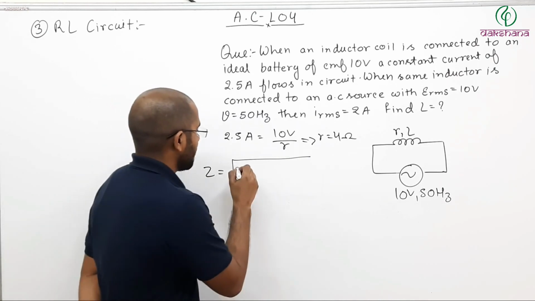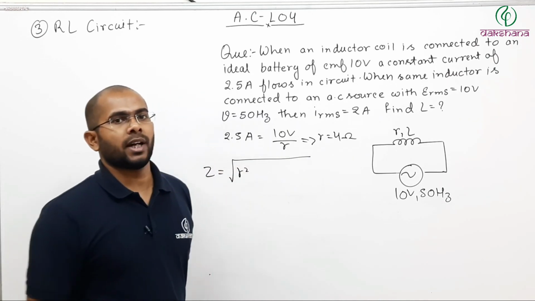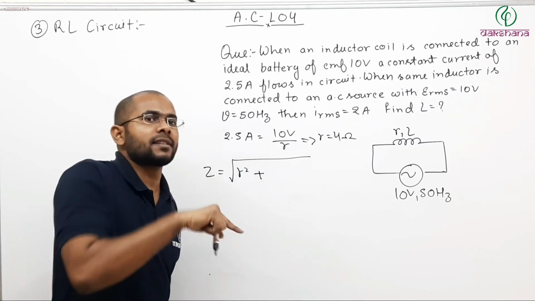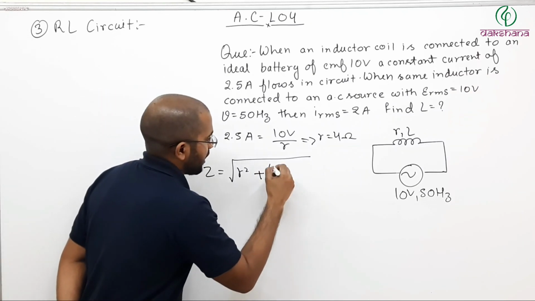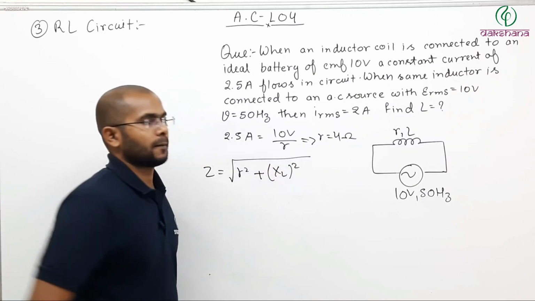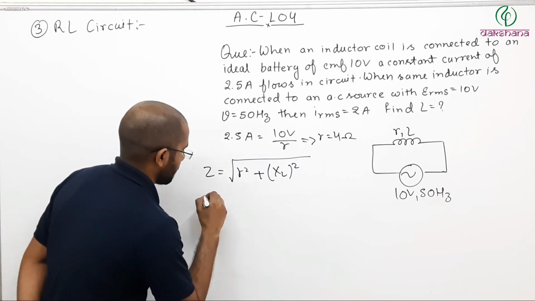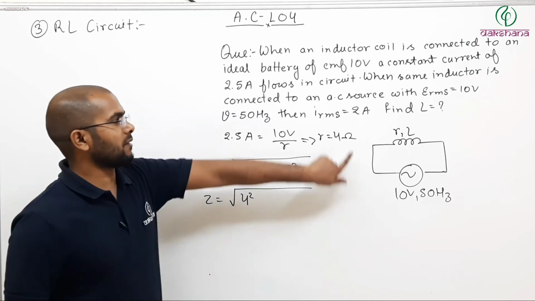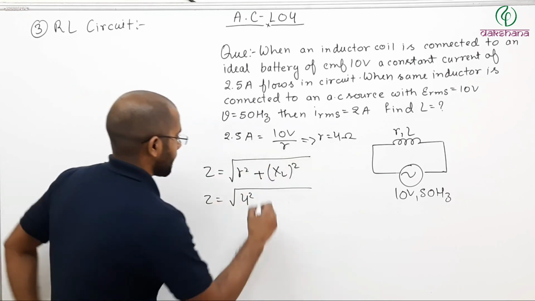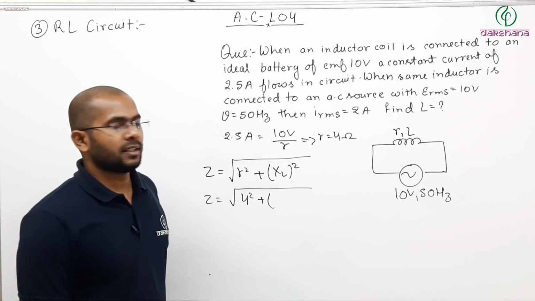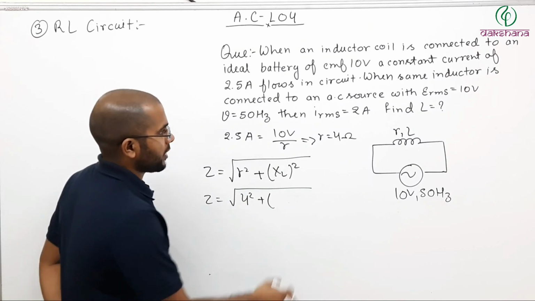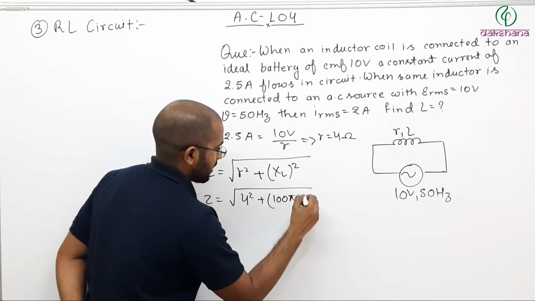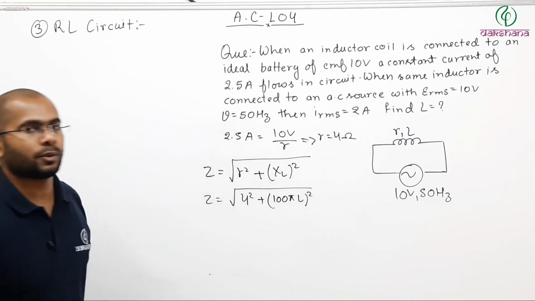Remember, here there is a resistance of the coils of the wire. That would be R square, plus there would be a reactance of the inductor, that would be XL square. So Z is nothing but under root of 4 square, because R we have already calculated as 4, plus XL square. XL is nothing but omega times L. So omega is how much? 2 pi times frequency, 100 pi times L square, that is your Z.